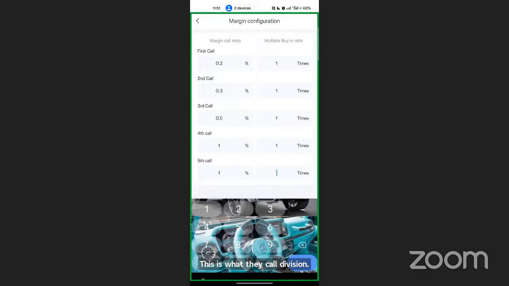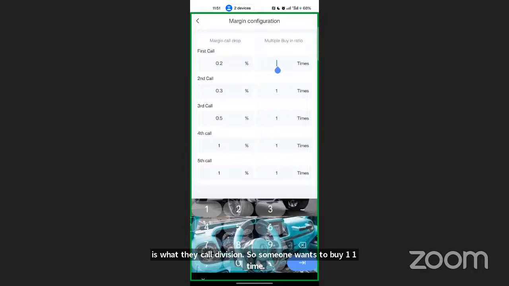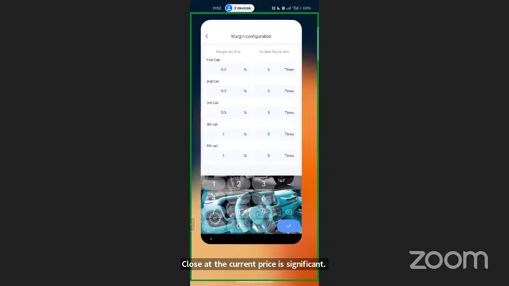So someone wants to buy one time. Another person wants to buy 5 times. Because, friends, whenever the robot buys with more money, the pull of the average price closer to the current price is significant.